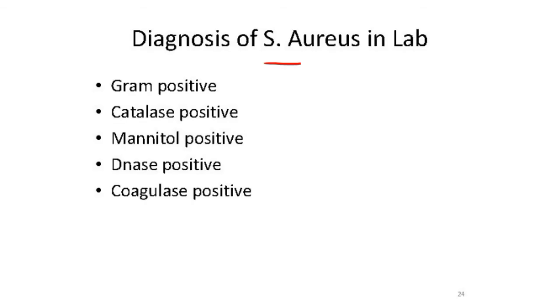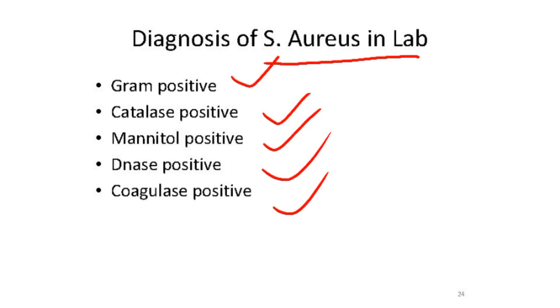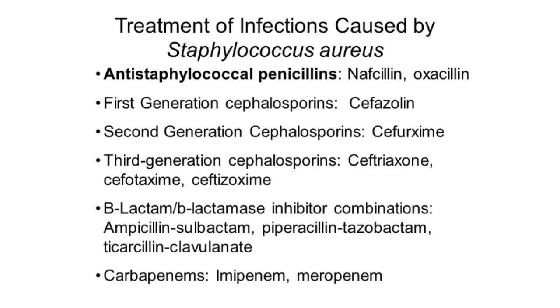How can we diagnose Staph aureus in the lab? As we studied previously, first of all we will do microscopic examination after staining. If it appears gram positive, and then catalase positive, mannitol positive, DNase positive, coagulase positive, then it will be Staph aureus. How can we treat Staph? By using antibiotics.